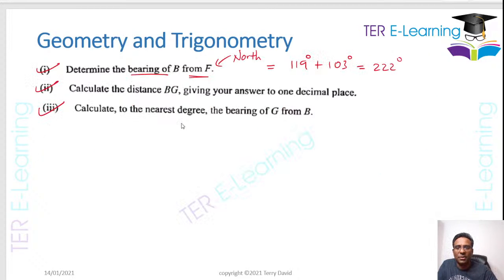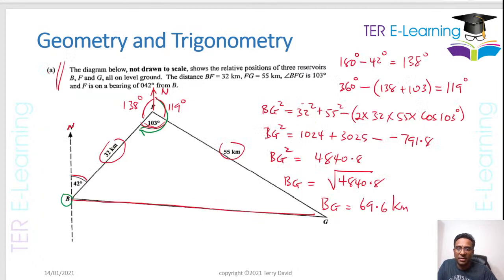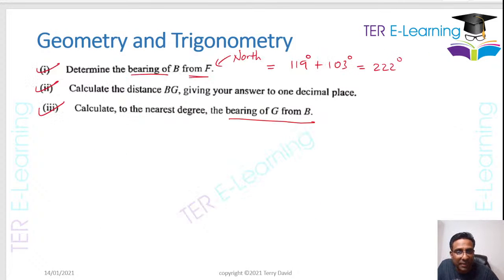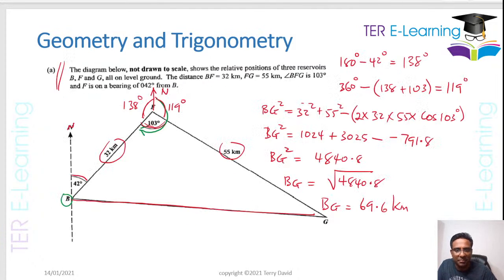So the next thing I want to know, calculate to the nearest degree the bearing of G from F. Let me make sure I read that correct, right? The bearing of G from B, right? So read the question properly. It's like how I misread it. The bearing of G from B. So let's see what bearing they're talking about there. Bearing of G from B, right?